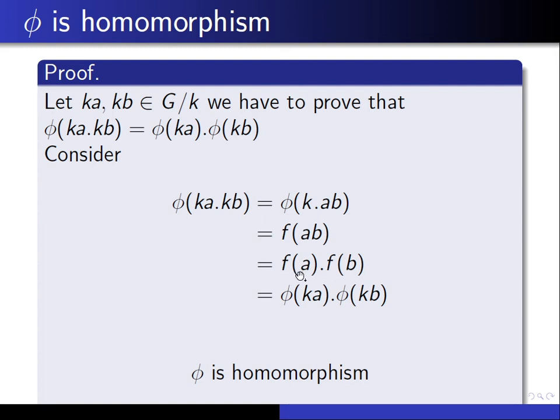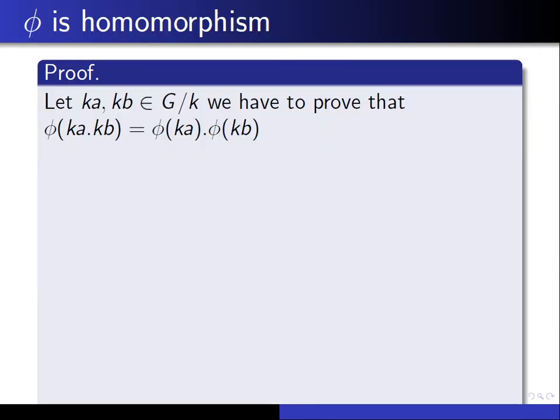Again, what is f of a? Phi of Ka. And what is f of b? Phi of Kb. So phi of Ka into Kb is equal to phi of Ka into phi of Kb. That means phi is a homomorphism. So already we have proved that phi is a one-one onto homomorphism. That means phi is an isomorphism.